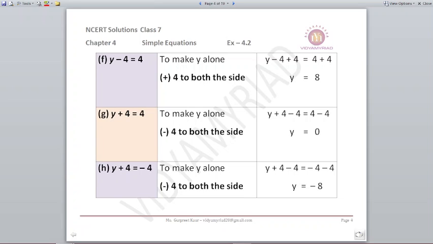Next, y plus 4 is equal to 4. So plus 4 is already there. I will do minus 4 on both the sides. So y plus 4 minus 4 is equal to 4 minus 4. So y is equal to 0.